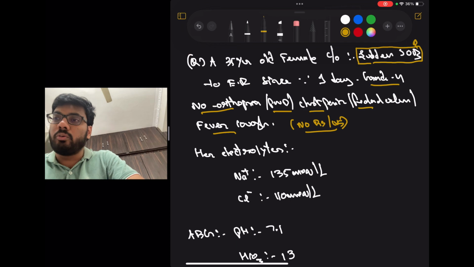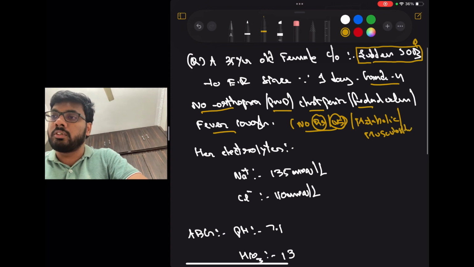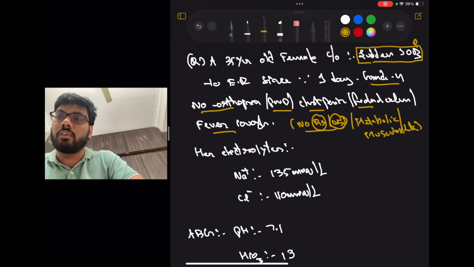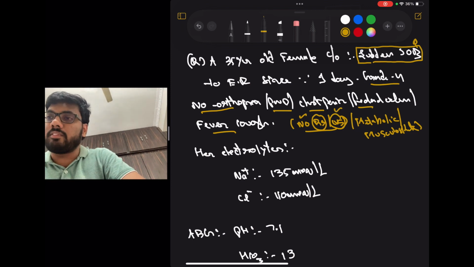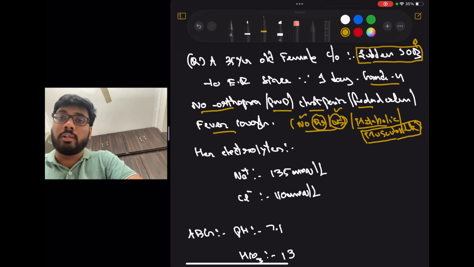We know SOB could be due to RS, CVS, metabolic, or musculoskeletal causes. By this history, I can rule out an RS component and a CVS component. What is left is metabolic and musculoskeletal. Musculoskeletal means diaphragmatic muscle palsy, which is usually seen in amyotrophic lateral sclerosis, Guillain-Barré syndrome, etc.